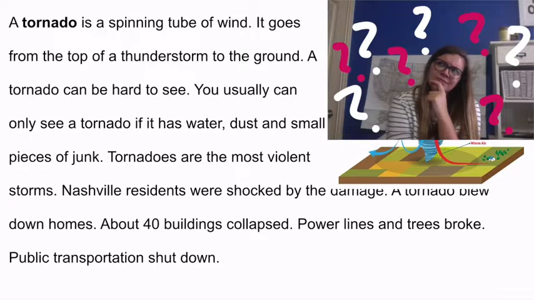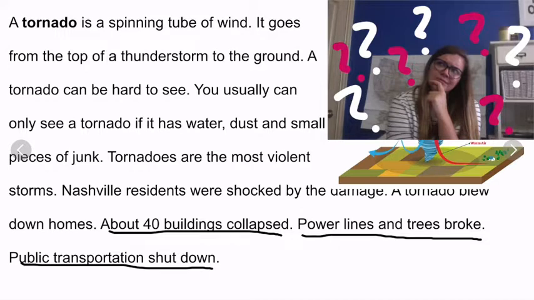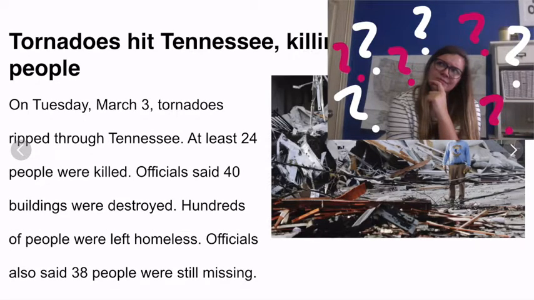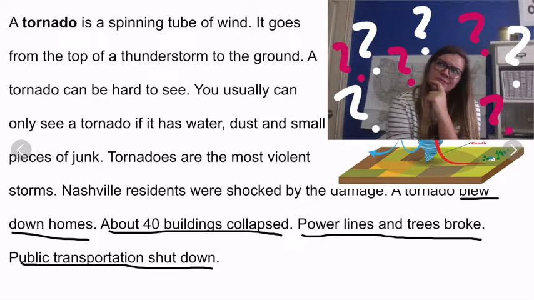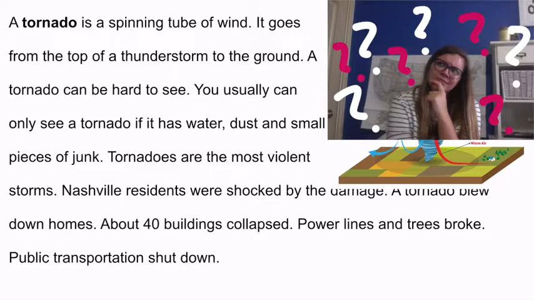Yeah, so some of the things that happened are, we can look in the text. About 40 buildings collapsed. The power lines and trees broke. Public transportation shut down. The tornado blew down homes. And if we go back to the first page, it said that 24 people were killed. So those were some of the things that happened because of the tornado. They were the effects of the tornado.